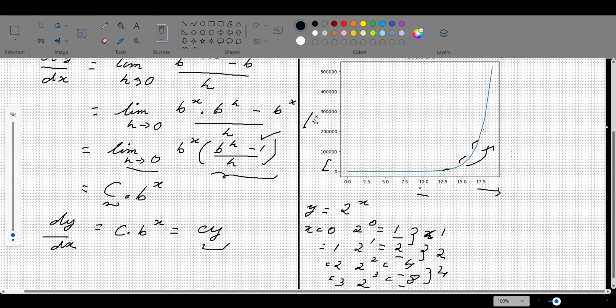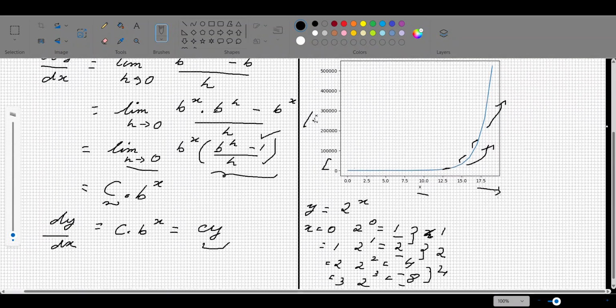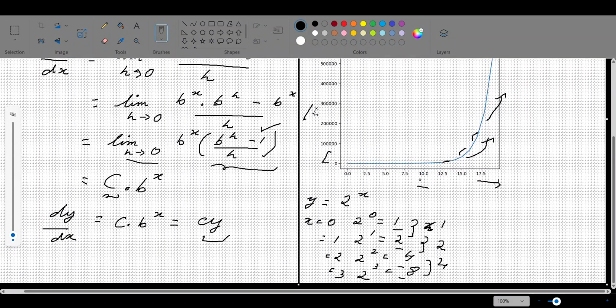And you can see the steep rise over here as x keeps increasing. Okay, so this is what this main equation means, that dy by dx is equal to c times y, that the change in y is proportionate to the value of y itself. Okay, so now we come to this point, and I'm going to talk about one more thing over here.